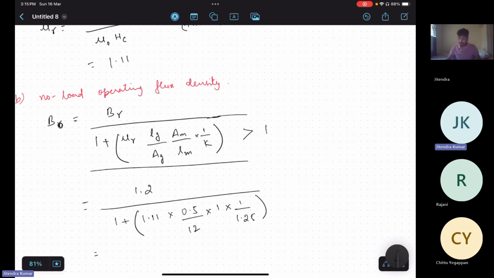1.157? 1.157. Yes, it seems to be correct because the first thing is to verify that it is less than BR. So yeah, it is correct value.